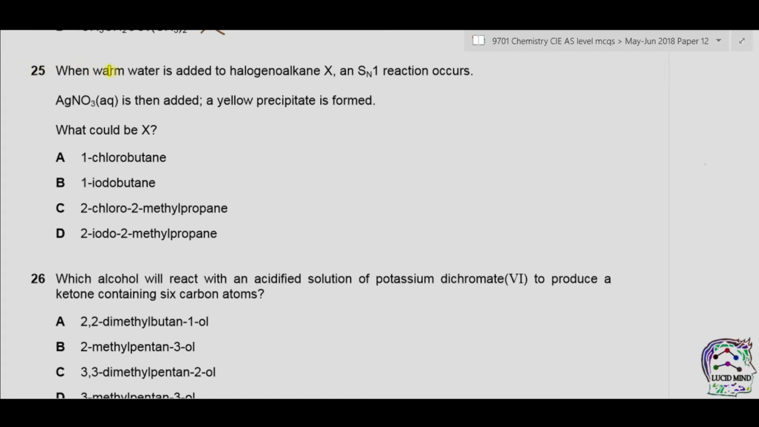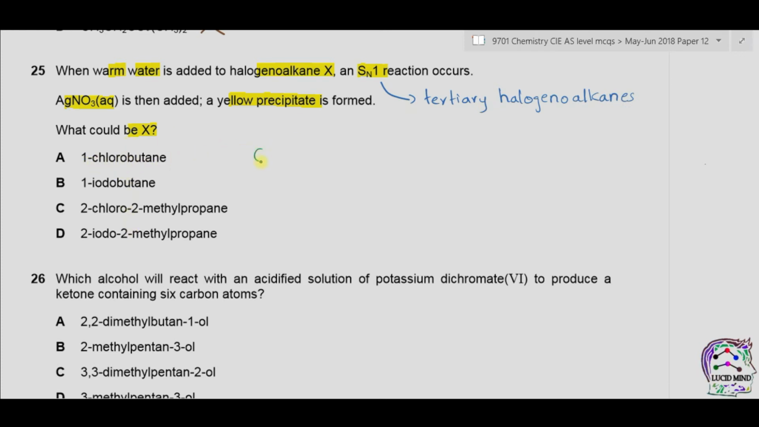Question 25. When warm water is added to halogenoalkane X, an SN1 reaction occurs. Silver nitrate aqueous is then added, a yellow precipitate is formed. What could be X? SN1 mechanism is shown by tertiary halogenoalkanes. Let's see which option shows tertiary halogenoalkane.